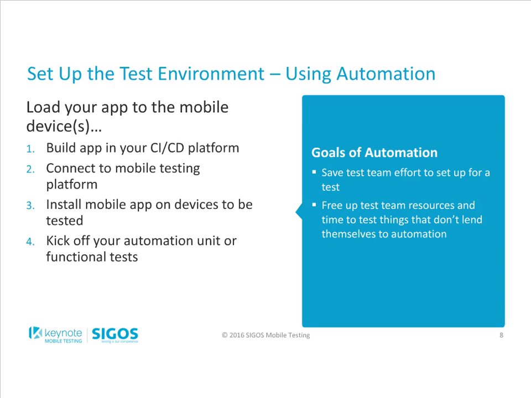And the goals here are pretty simple. Save your test team effort to set up for a test and free them up to test things that don't lend themselves to automation, maybe more the actual look and feel of the application, something that you can only really test using an actual tester with a phone in their hands. Free them up to do more exploratory testing, maybe more negative testing, or free them up to do some of the higher value manual testing.